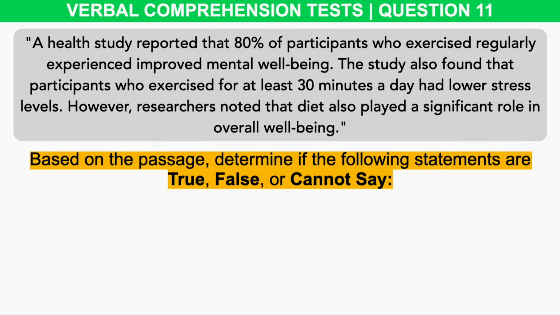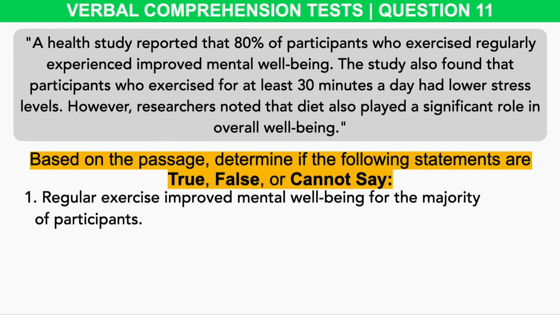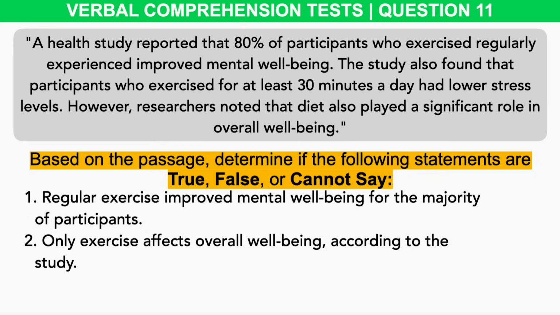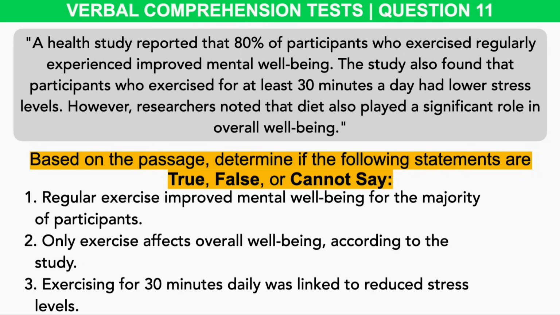Based on the passage, determine if the following statements are true, false, or cannot say. Statement number 1. Regular exercise improved mental well-being for the majority of participants. Statement number 2. Only exercise affects overall well-being according to the study. And statement number 3. Exercising for 30 minutes daily was linked to reduced stress levels. Your 15 seconds starts now.